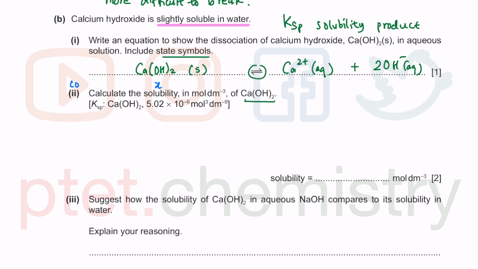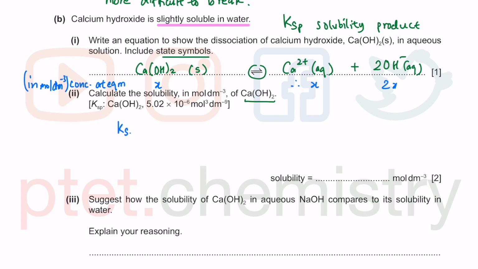So this is the concentration at equilibrium. That's basically the solubility in mole per dm cube. So how many moles actually dissolve in 1 dm cube? Let that be X. Since it is 1 mole to 1 mole, if that is X, we also have X mole per dm cube of Ca2+. However, since this is 1 mole and 2 mole, if this is X mole per dm cube, the OH minus is going to be 2X mole per dm cube.